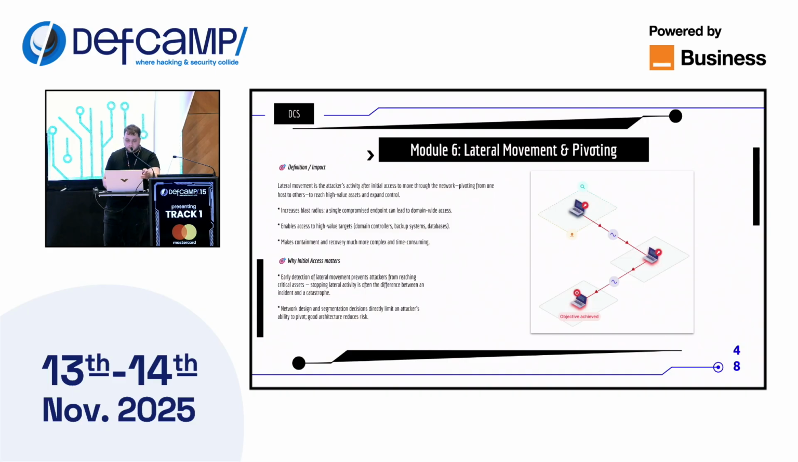And why does this matter? Because if we detect this lateral movement early, we can prevent the attacker from reaching critical assets. So it's very important to have a good segmentation of the network, because we can limit the attacker.